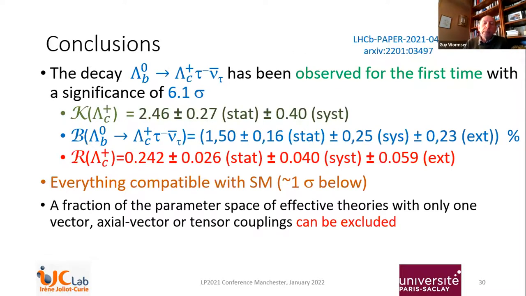And to conclude, I would say the lambda b to lambda c tau nu has been measured for the first time with a significance of 6.1 sigma. We measure the branching fraction to be 1.5% with those errors, and R lambda c of 0.242, which is in good agreement with the standard model, one sigma below. And this result can exclude regions of the parameter space of effective theories with vector, axial vector, and tensor coupling.